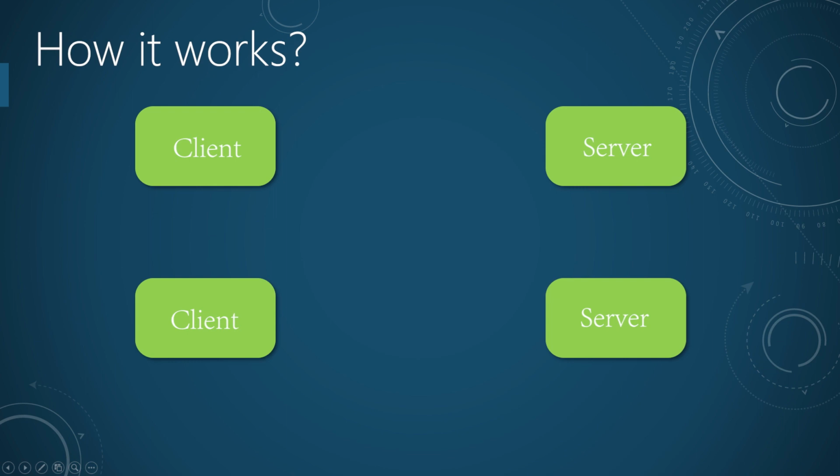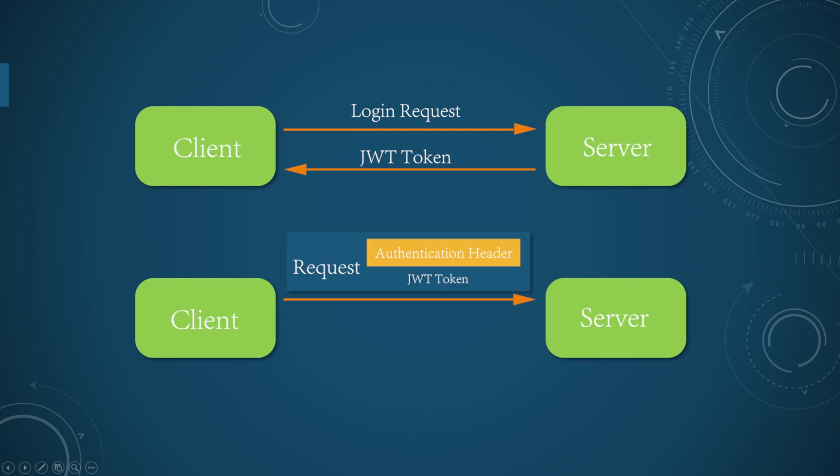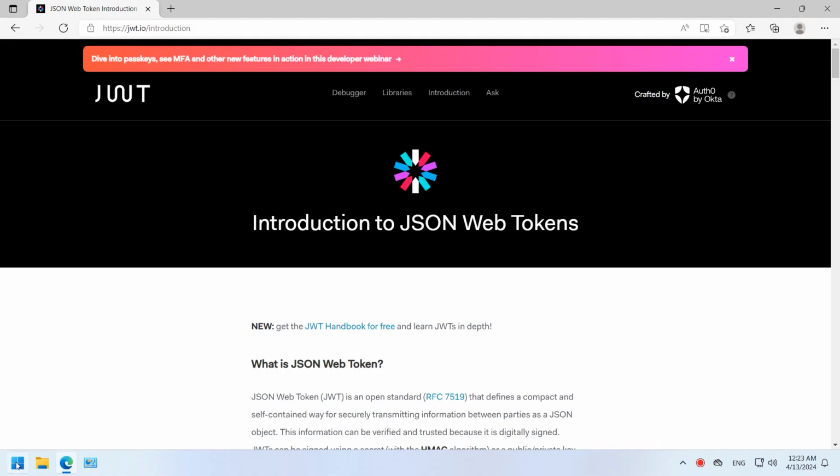Let's talk about how it works. First, the client calls the login method on the server. If successful, the server returns the JWT token. Next, the client puts the JWT token into the request authentication header. Then, the client uses the request to access other server methods that require authentication.